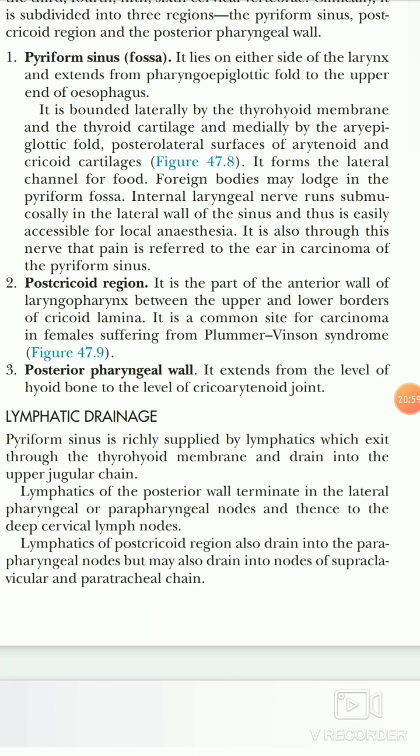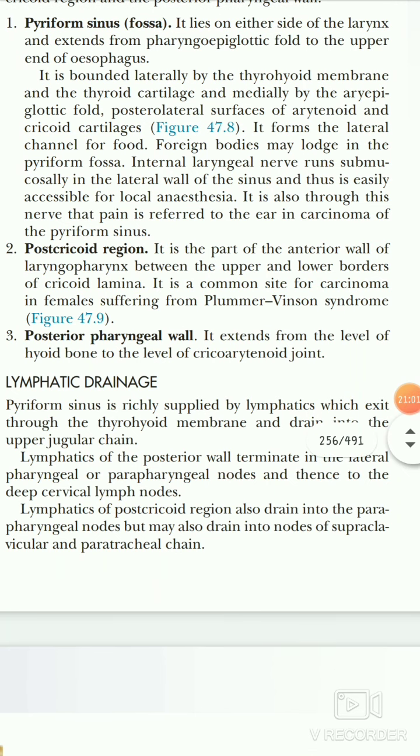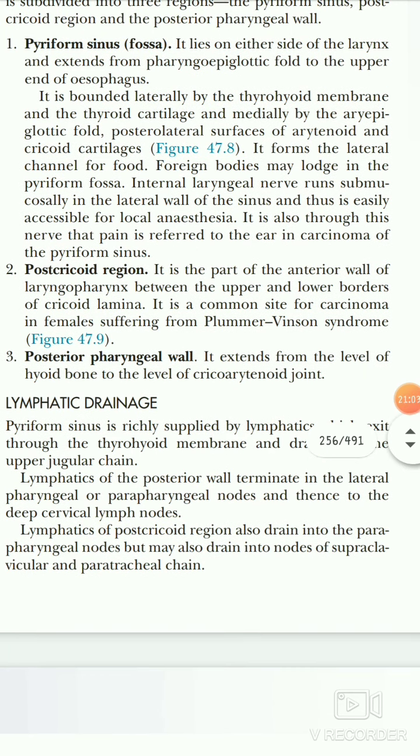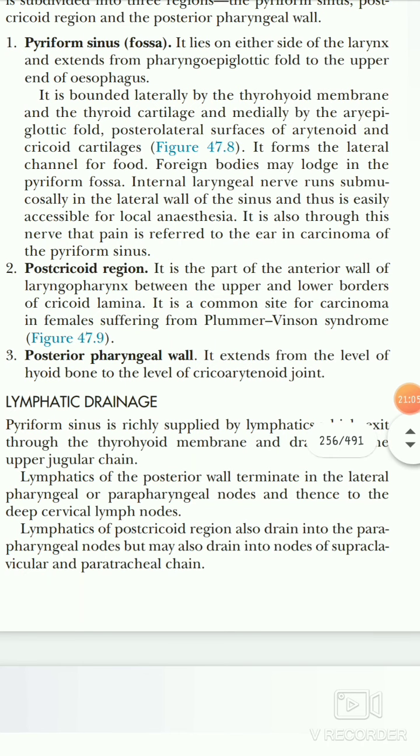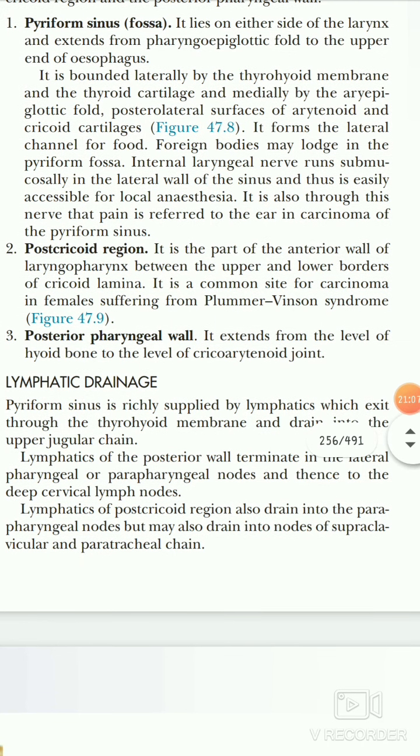It forms the lateral channel for food. Foreign bodies may lodge in the pyriform fossa. The internal laryngeal nerve runs submucosally in the lateral wall of the sinus and thus is easily accessible for local anesthesia. It is also through this nerve that pain is referred to the ear in carcinoma of the pyriform sinus.